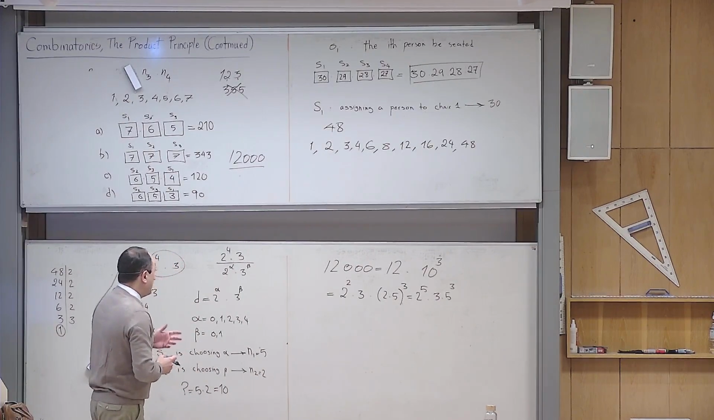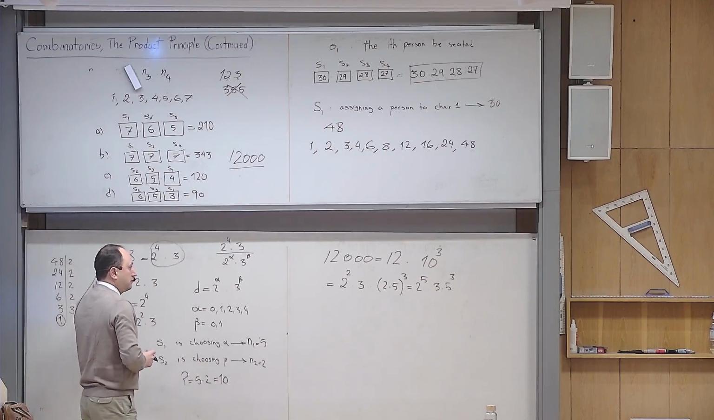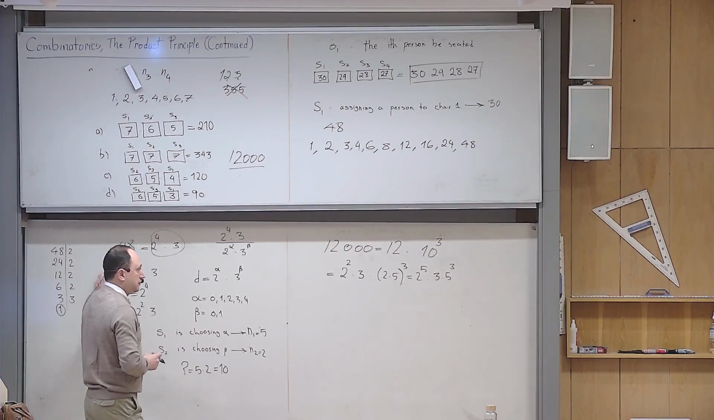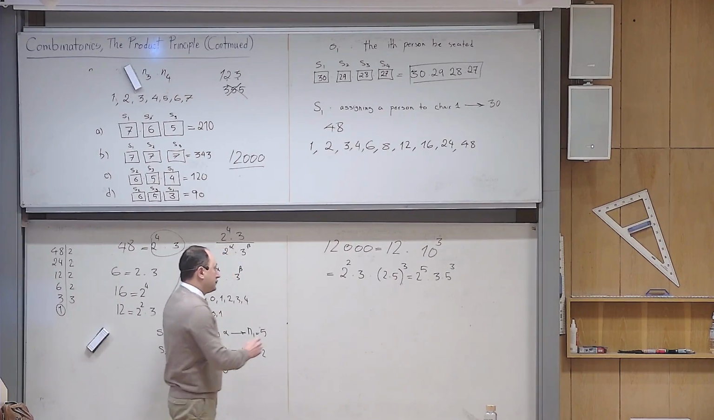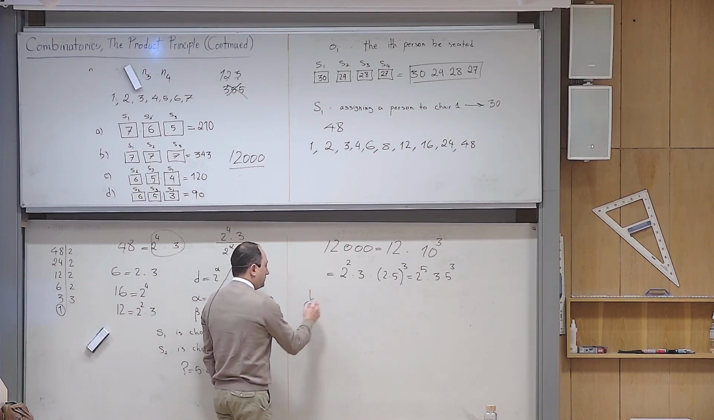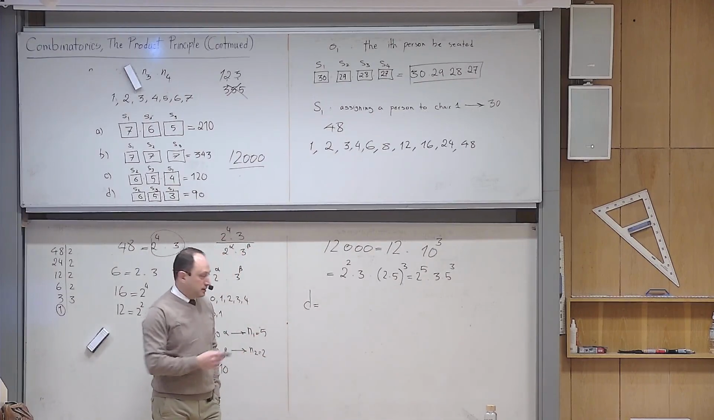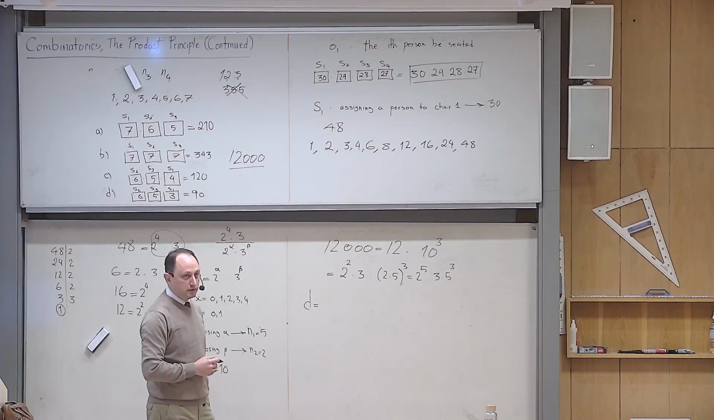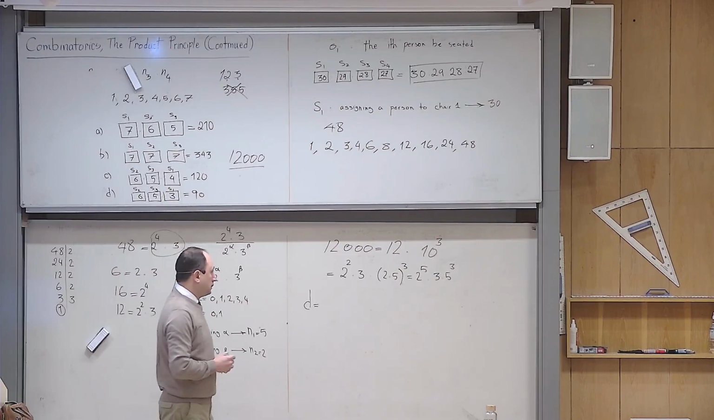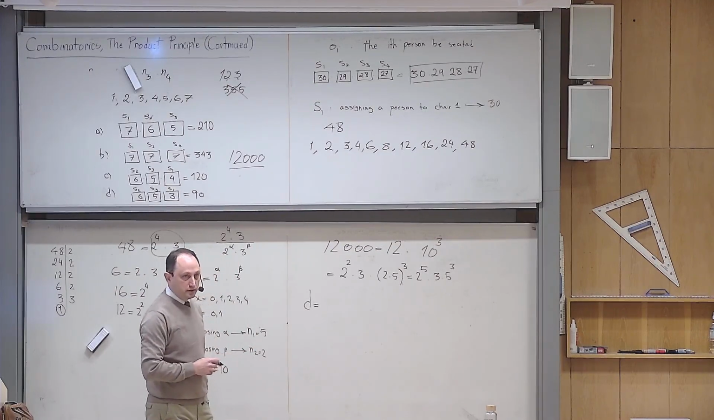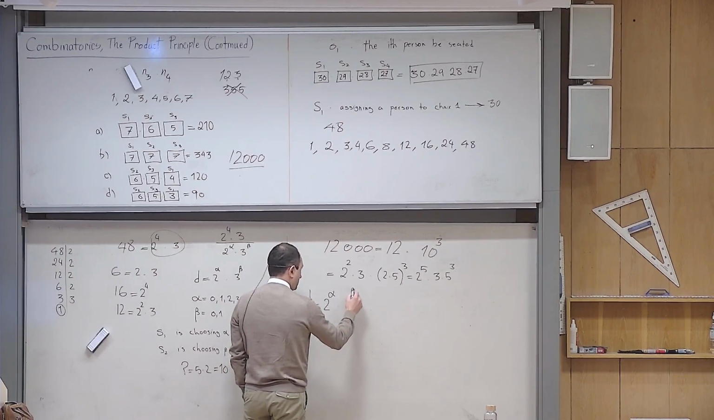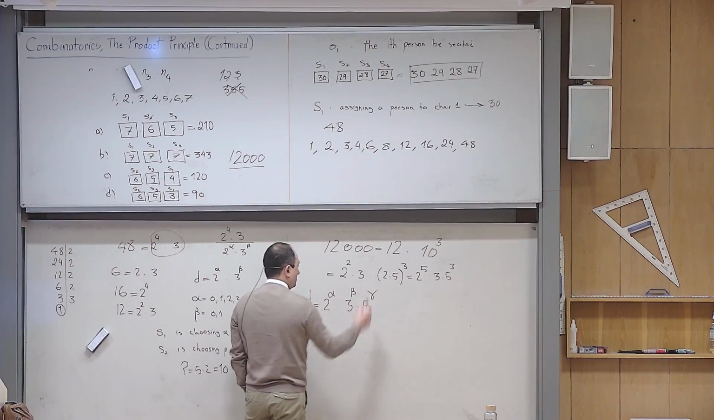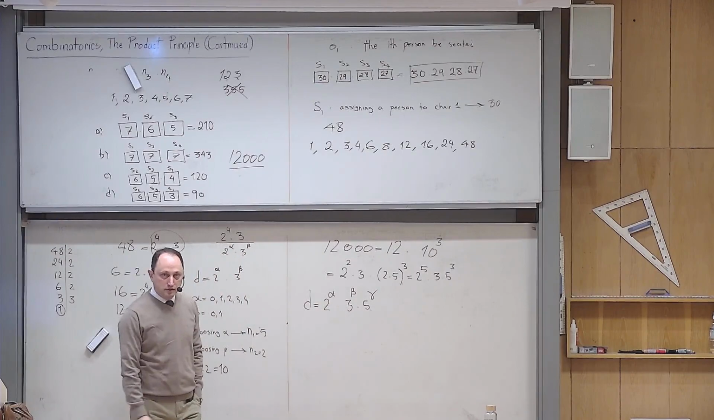Okay. Now, if I ask you to count the total number of positive divisors, how do you count them? If I have a divisor of 12,000, can you tell me what is the general form of a divisor of 12,000? So just tell me what is the general form first. Yes? 2 to the power of alpha, 3 to the power of beta, times 5 to the power of gamma. Something like this. So this is the divisor, yes?